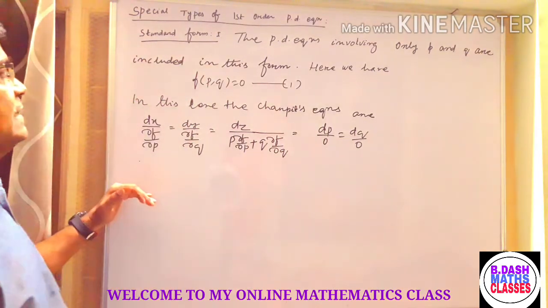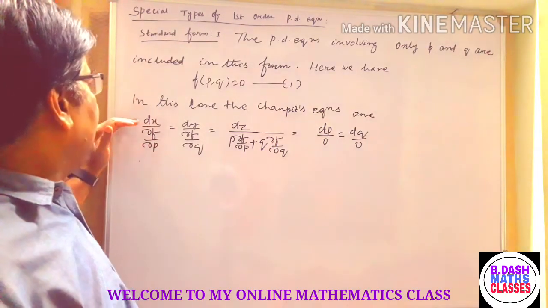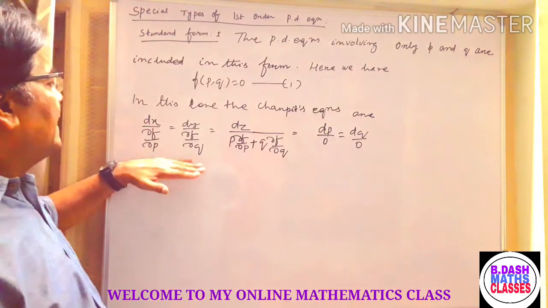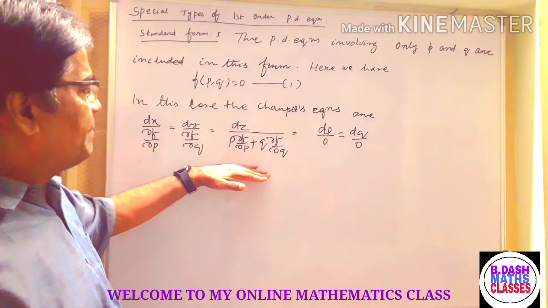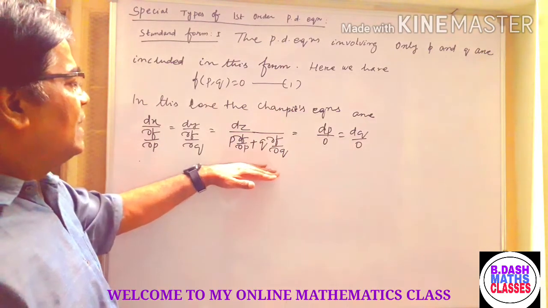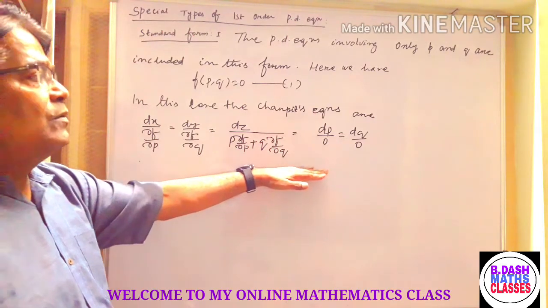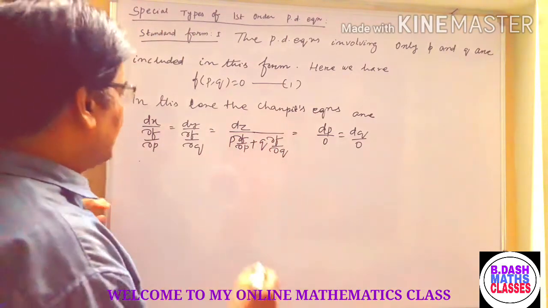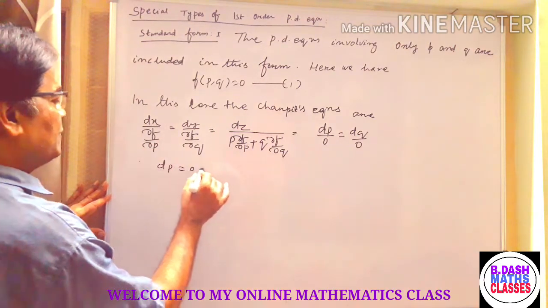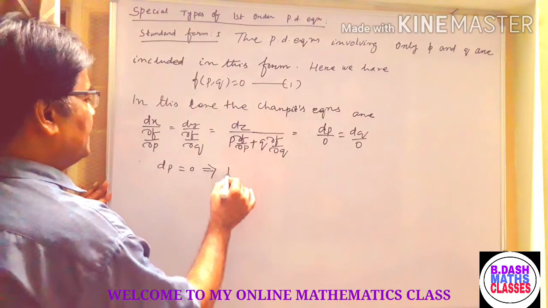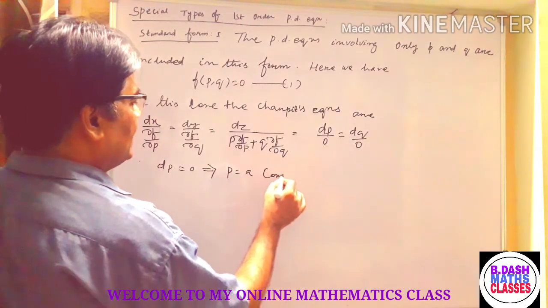In this case, the Charpit's subsidiary equations give you dx by del F by del p, dy by del F by del q is equal to dz by p del F by del p plus q del F by del q is equal to dp by 0 is equal to dq by 0. From these equations we will get dp is equal to 0. This gives us p is equal to a, a constant of integration.